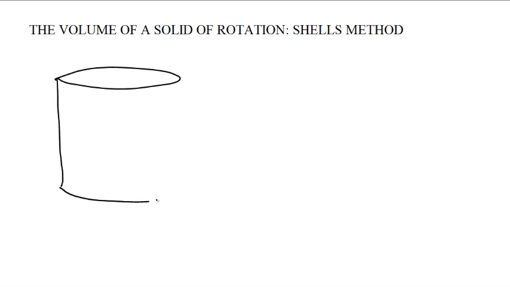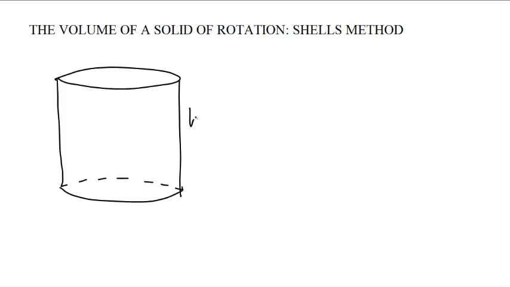Okay, now we're going to talk about finding the volume of a solid of rotation via shells. The first trick is to look at a single cylinder. Think of this as like a cardboard tube. It's hollow, like a toilet paper tube. What is the area of this?